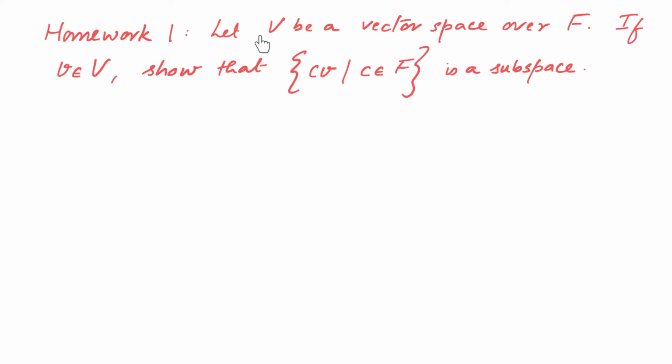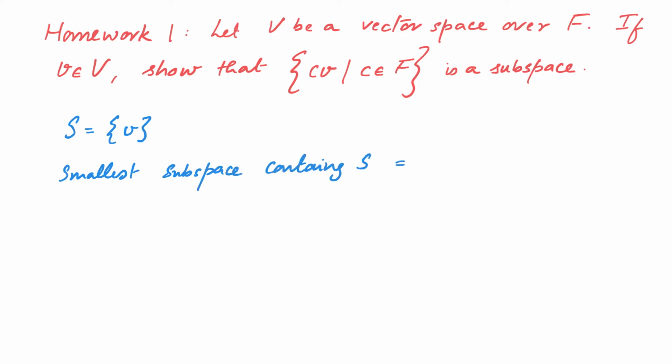More generally, if V is a vector space over a field F and small v is a vector in V, then all scalar multiples of this vector v form a subspace. Therefore, if S is a singleton set {v}, then the smallest subspace containing S is equal to the set of all cv such that c belongs to F.